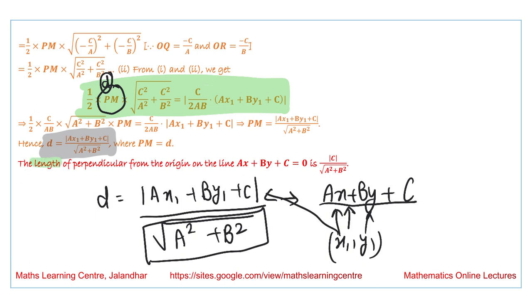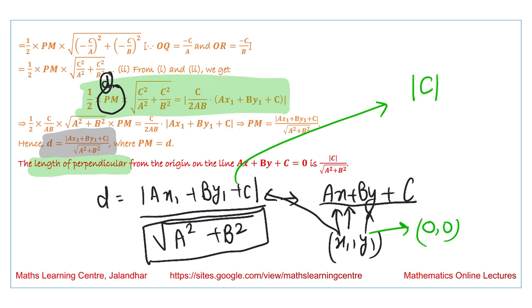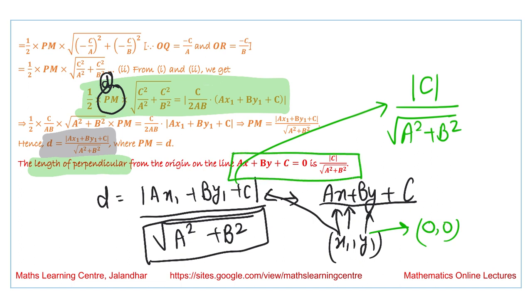Next is the length of the perpendicular from the origin. When we are talking about the distance from the origin, it means the point is (0, 0). So the numerator becomes mod of c, and the denominator is the square root of a square plus b square. So the distance of the line from the origin is given by mod c over the square root of a square plus b square.